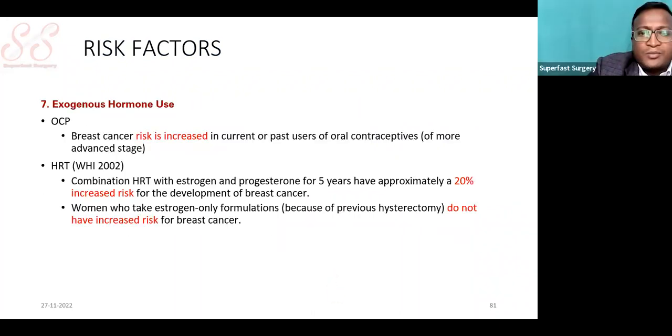Now, exogenous hormone, this is a controversial topic because if you read many books, much confusion will be there. As oral contraceptive pills, some books say it increases risk, some say it doesn't. But previously oral contraceptive pills were supposed to increase the risk, but the recent oral contraceptive pills are coming with reduced content of estrogen. So now no increased risk is there with oral contraceptive pills.